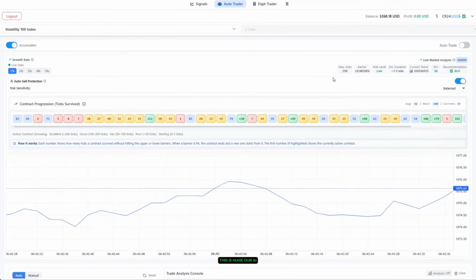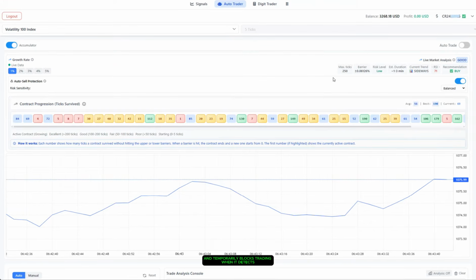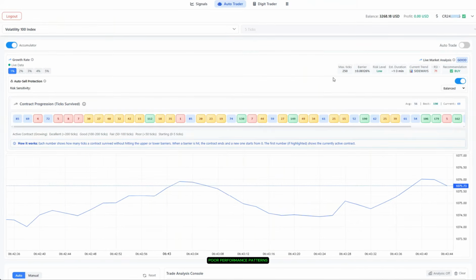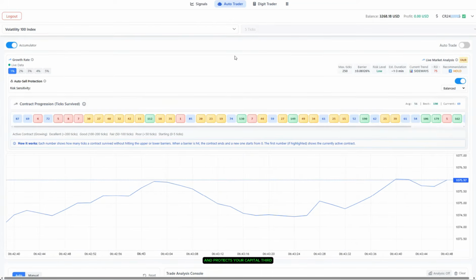Second, our smart pattern analysis system. This is huge. Our AI analyzes your recent contract performance and temporarily blocks trading when it detects poor performance patterns. This prevents you from trading during unfavorable streaks and protects your capital.